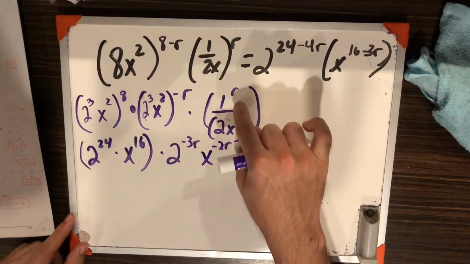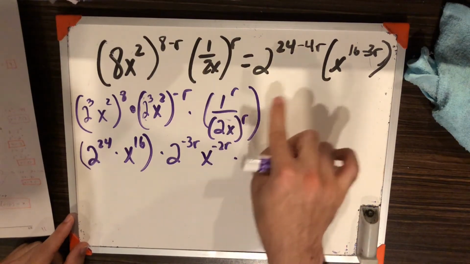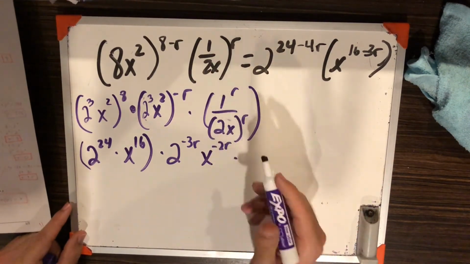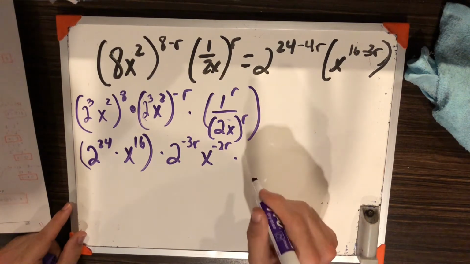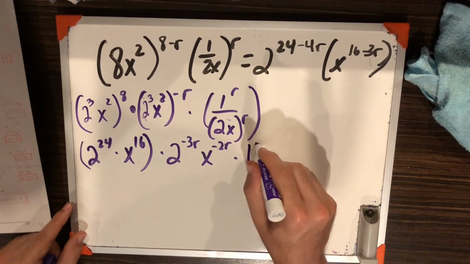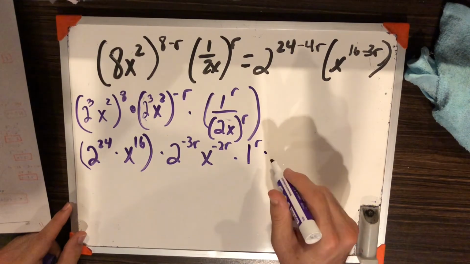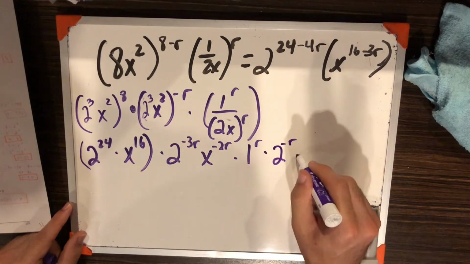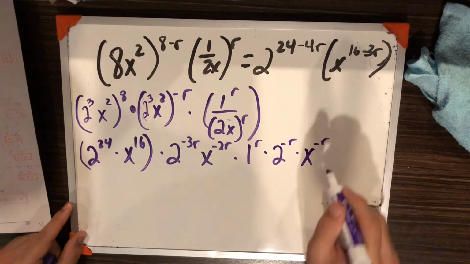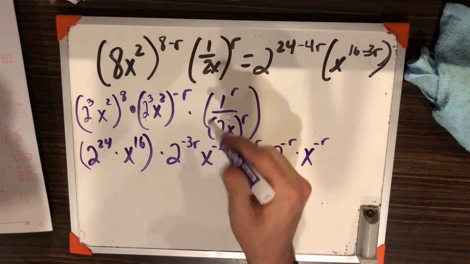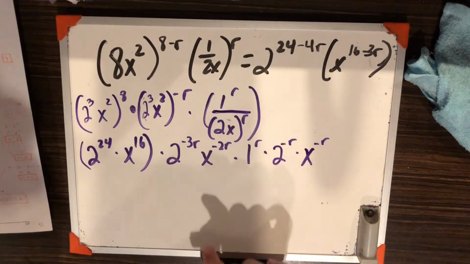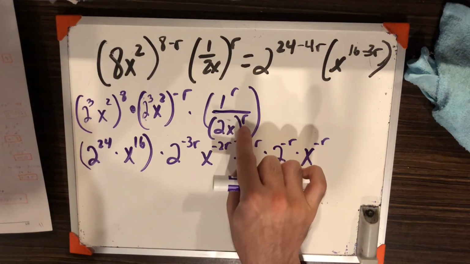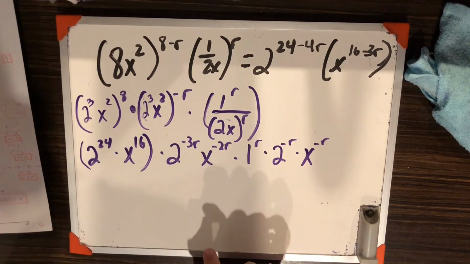Okay, we can end up changing this one as well. Again, there's no fractions in this, so there shouldn't be any fractions on our left side. So if you want to make this equal to each other, what we can say is 1r times 2 to the negative r power times x to the negative r power. The reason I'm doing that is because we're dividing here, and when we're dividing by exponents, we can subtract the exponents in that case. So at this point, we can basically clean this up a little bit.